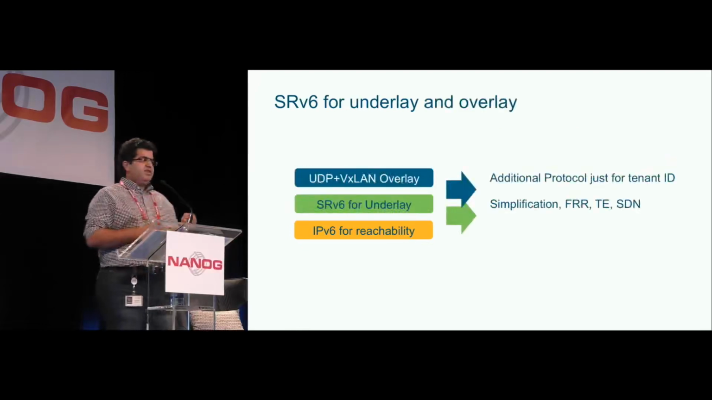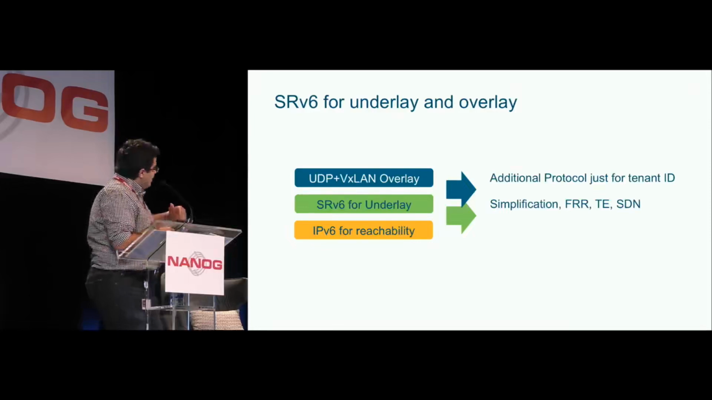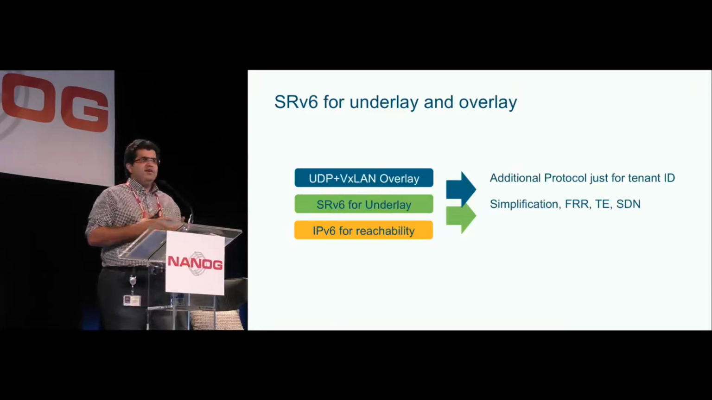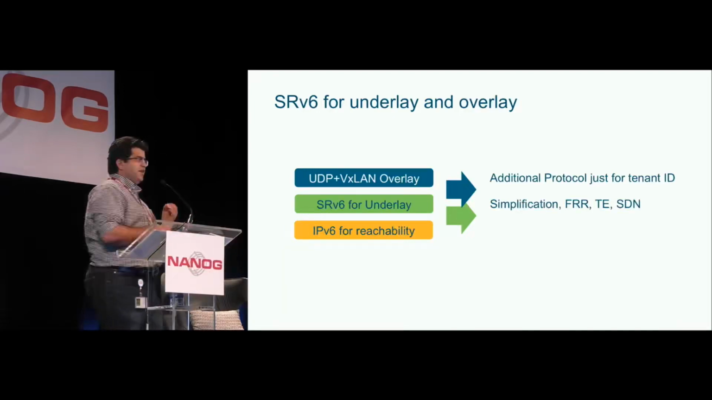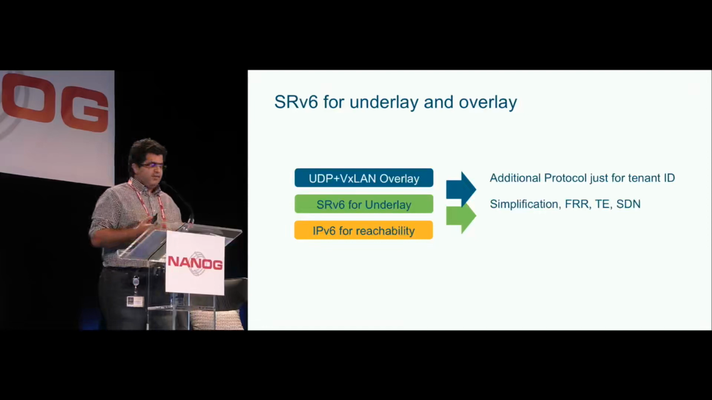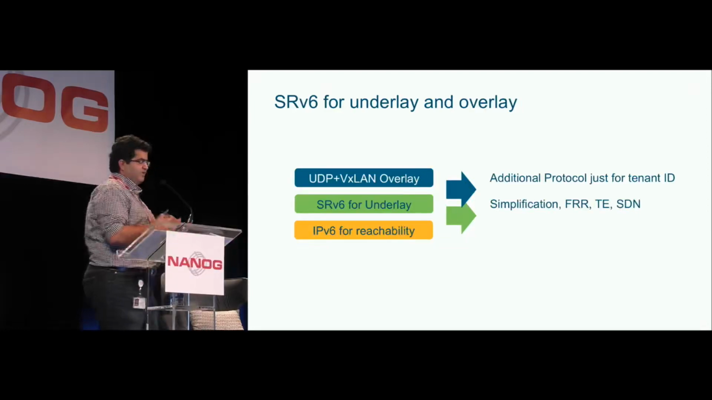We also see that for some of these services, on top of the underlay, you have an overlay. Right now, you can have a UDP or VXLAN overlay. The reason we are using these two additional protocols is to signal the tenant ID. We do not need these protocols if they're not really required. We can encode this information in SR policy, which can be carried in the SR header.